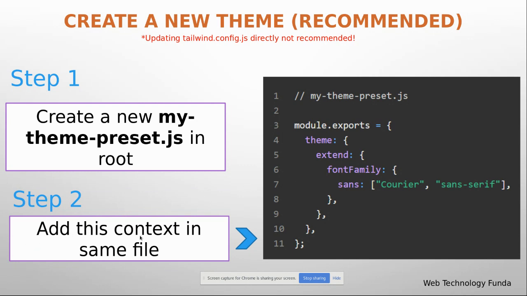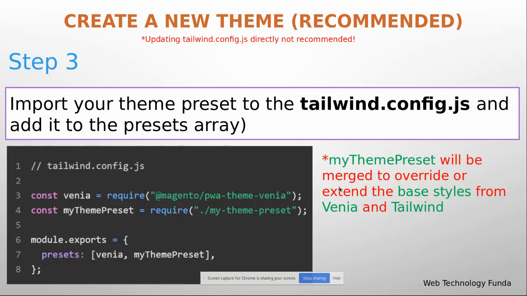Step 2, we need to add this context in the same file that I just explained. Step 3, we need to import the theme variables in the theme setting in our tailwind.config.js file, so that our project will refer to this new theme while building and compiling the project.